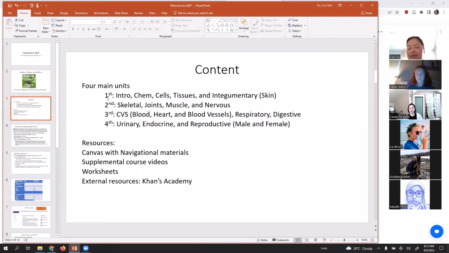In terms of content, this course is divided into 4 main units and hence 4 main exams. The first one is Intro, Chem, Cells, Tissues, and Integumentary, or your skin. The second unit involves the skeletal system, joints, muscles, and nervous. The third unit covers the cardiovascular system, which includes 3 chapters, blood, heart, and blood vessels, and then the respiratory system, and then the digestive. The fourth unit covers the urinary, endocrine, and reproductive. We're going to be doing both male and female.